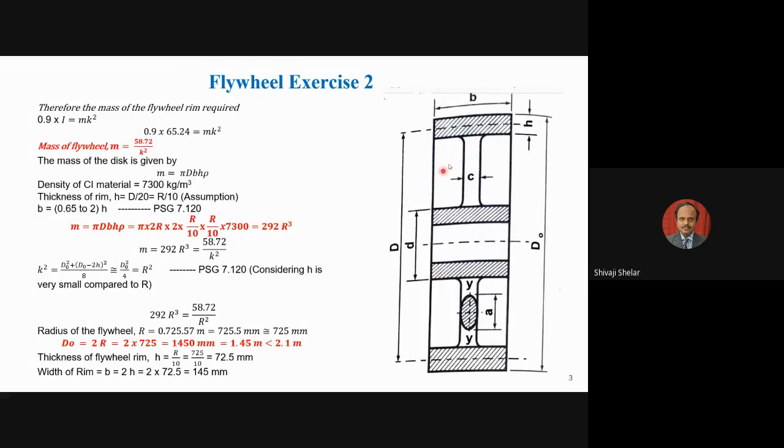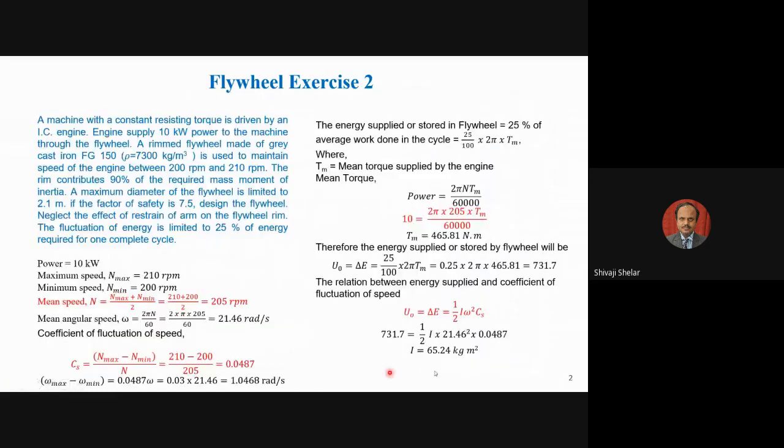So we are going for the design of this rim flywheel with various geometries. I am using the terms D and DO somewhat interchangeably. Now, we have calculated in the previous slide the mass moment of inertia required for the flywheel. That value is 65.24. But in this problem statement, it says that 90% of the required mass moment of inertia will be provided by the rim.